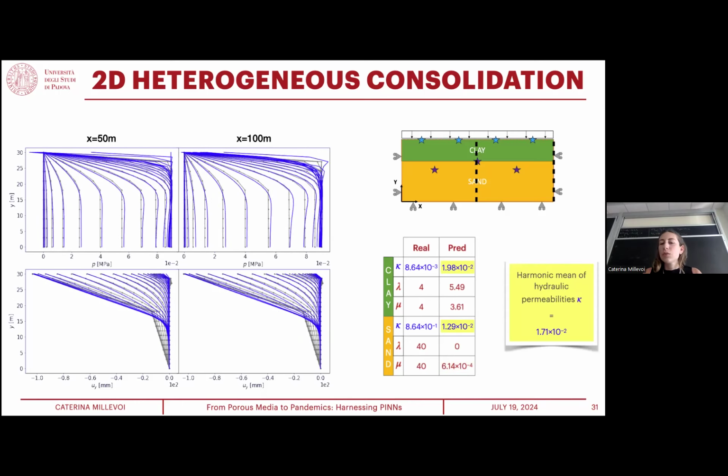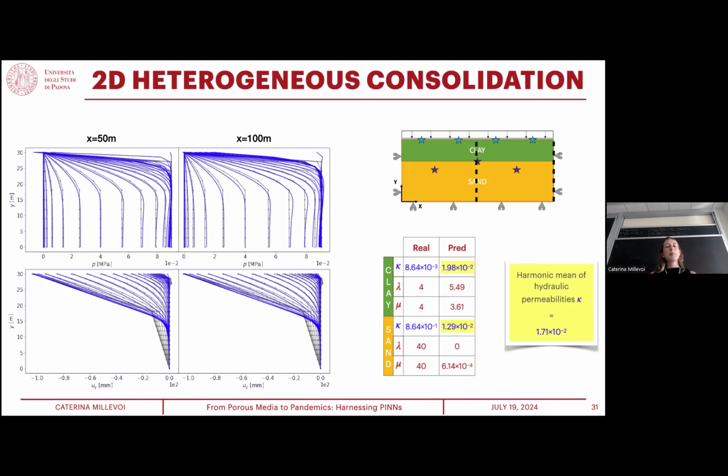So if we look to the hydraulic permeabilities, actually, what PINN is predicting is an approximation of the harmonic mean of the two values. And this is physically consistent because we are in a case in which we have the flux moving orthogonal with respect to the spatial distribution of the different layers. And in this setting, the behavior of the problem is equivalent to a case in which we have a homogeneous material, but with the permeability equal to the harmonic mean of the two permeabilities.